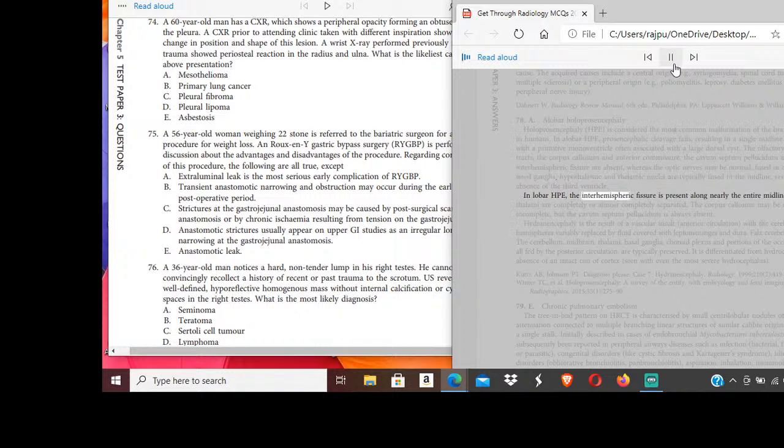The basal ganglia, hypothalamic and thalamic nuclei are typically fused in the midline, resulting in absence of the third ventricle. In lobar HPE, the interhemispheric fissure is present along nearly the entire midline, and the thalami are completely or almost completely separated. The corpus callosum may be normal or incomplete, but the cavum septum pellucidum is always absent.